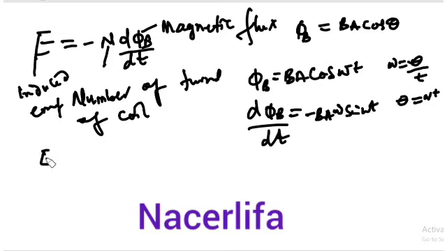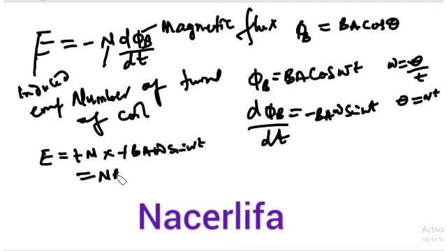Having this, we now come to our equation. We have that induced EMF is minus N, and for this we replace it with minus BA omega sine omega t. So this can cancel, so that we have N B A omega sine omega t. This is the number of turns of coil. This is the magnetic field strength. This is the cross-sectional area, and this is the angular frequency.